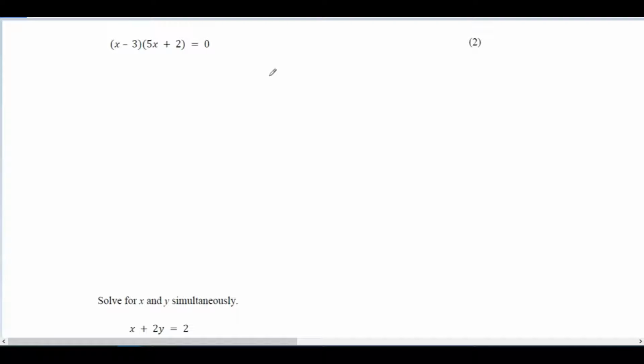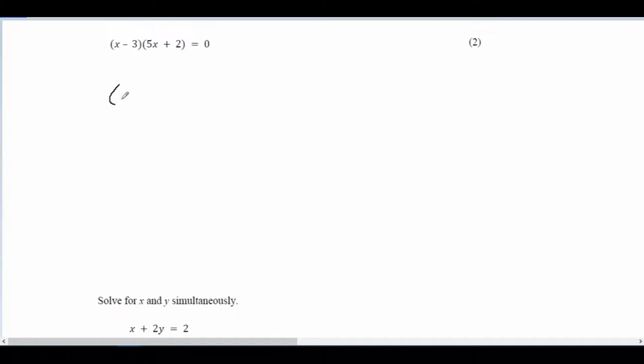First off, this is a solve for x question, so we have (x - 3)(5x + 2) = 0. If you're thinking that you should multiply this out, you're not going in the right direction, because first off, we have a mark allocation of 2. So what we should be doing, you have to equate each factor to 0.